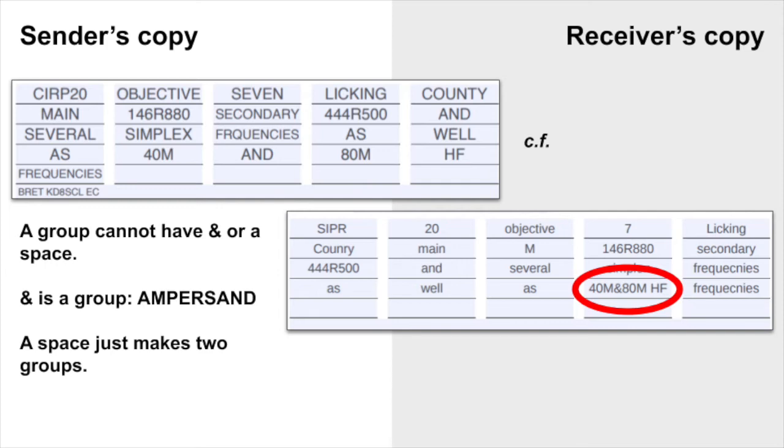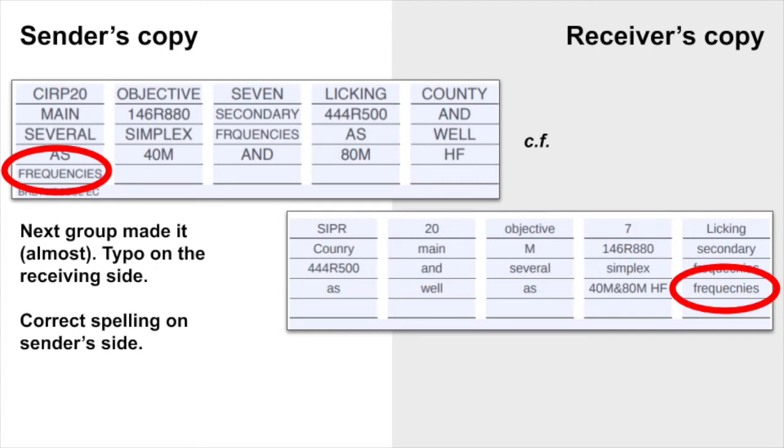So if we wanted ampersand to be part of that message, we would have a group spelling out the word ampersand. And we just can't have a space in a group. That would be 2 groups. The next group. Almost made it through nicely.